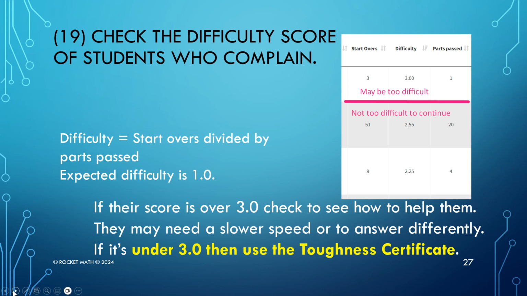Number 19 is to check the difficulty score if they complain that Rocket Math is too hard. Their difficulty score is calculated by the number of times they have to start over divided by the number of parts. We expect students to start over on average once each part, so the expected difficulty is 1.0. If a student's difficulty score is under 3.0, just use the toughness certificate to help them develop perseverance. If it's over 3.0, then check to see how to help them.